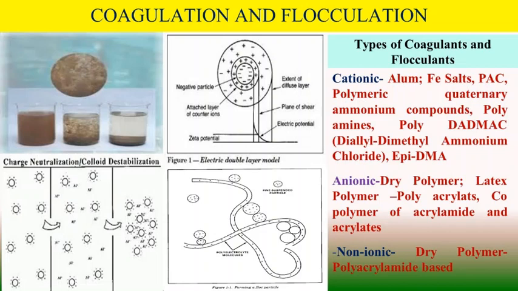Different types of dry polymers and latex we use as flocculant. There may be cationic, anionic or non-ionic coagulants and flocculants. Now, cationic ones are alum, iron salts, polymeric quaternary ammonium compounds, PACs, polyamines, polydadmac. Then we have anionic, dry polymer or latex polymer, polyacrylates, or we may have non-ionic dry polymer.